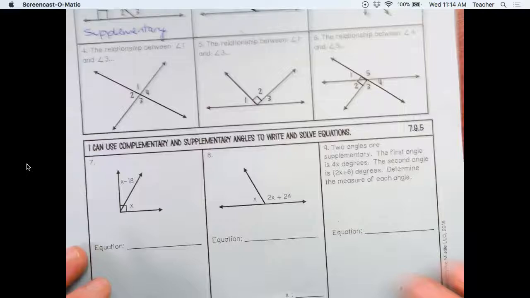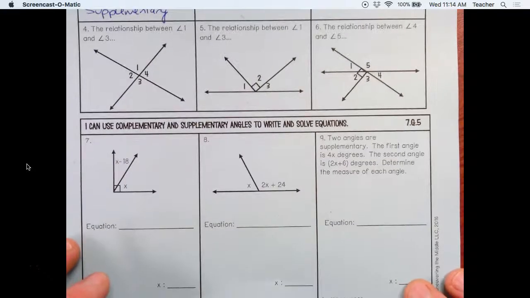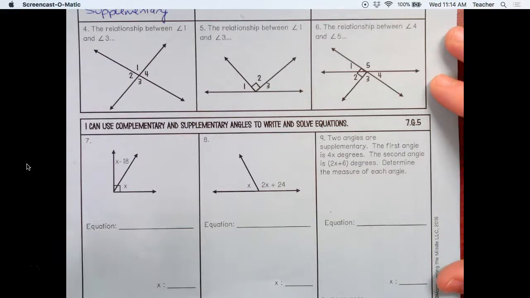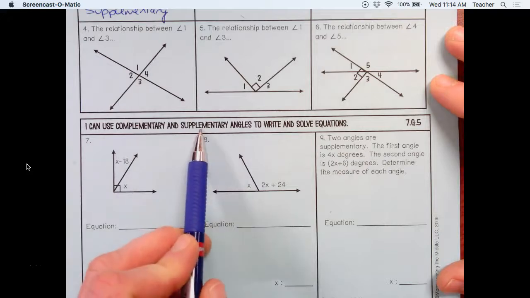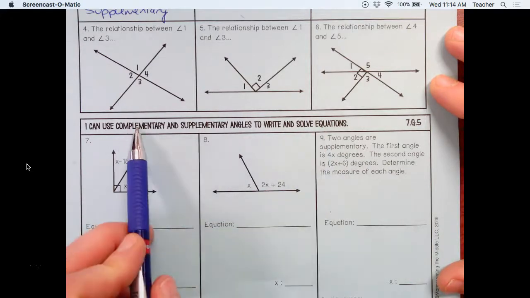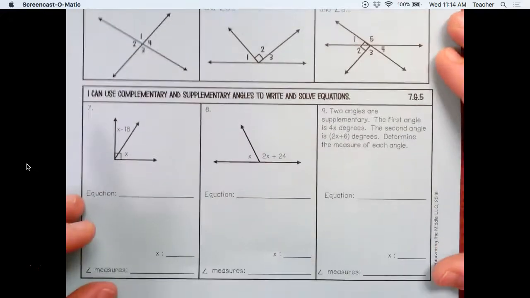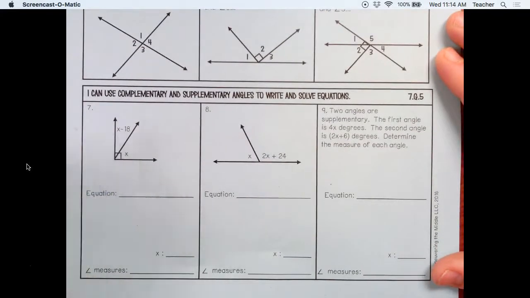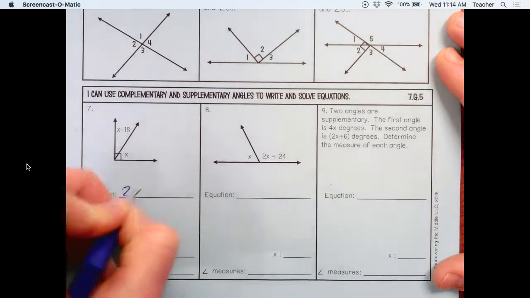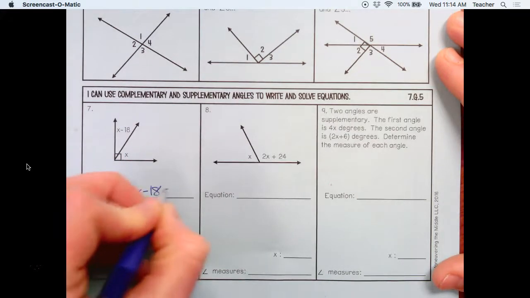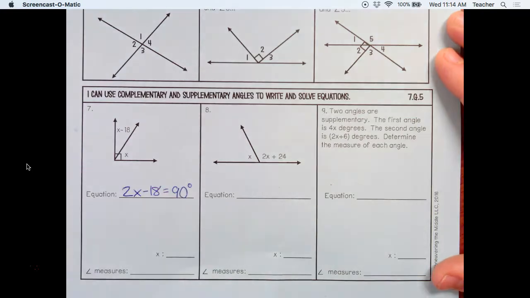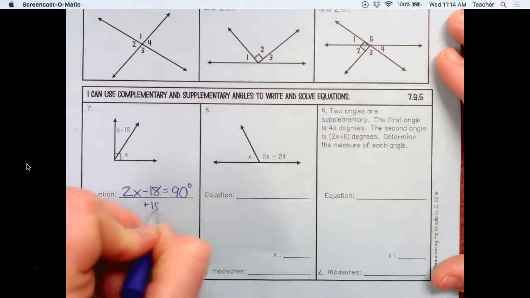Next standard: I can use complementary and supplementary angles to write and solve equations. So we're going to use that same information. Supplementary adds up to 180, and complementary adds up to 90. Here we have a 90-degree angle, so we need to write an equation, solve it for x, and then find the angle measurements. These two angles add up to 90, so I have x plus x, combine those like terms, minus 18, adds up to 90. I'm going to solve that for x.